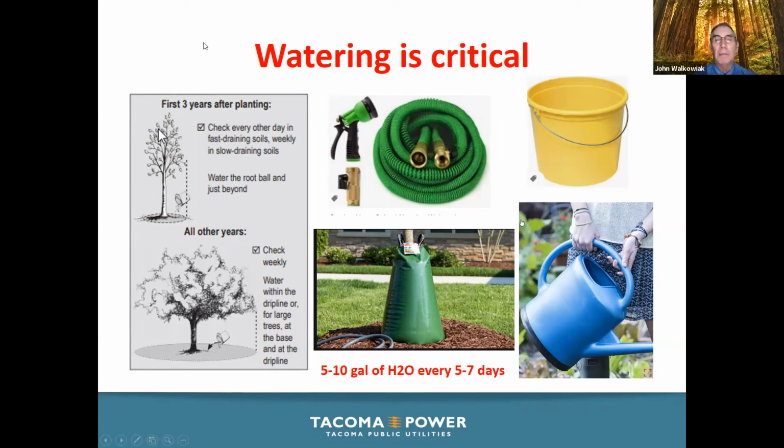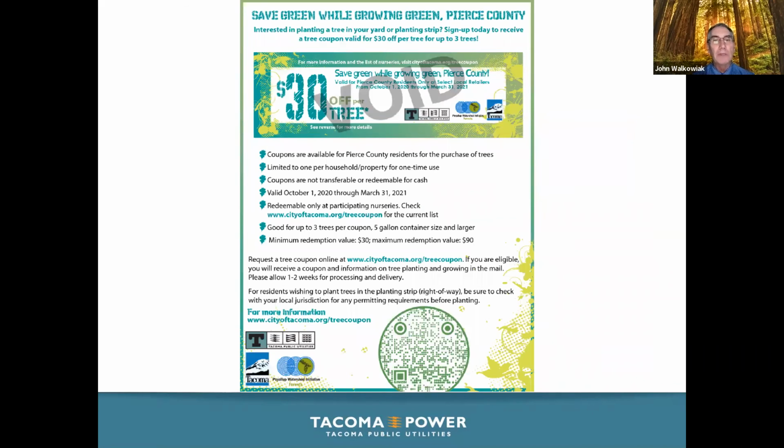Now, I want to talk to you about our coupon program. So the city of Tacoma, many years back, working with the Puyallup watershed, started a coupon program where people could get $15 off of a tree at a local participating nursery to plant on their property. 2 years ago, Tacoma Public Utilities, Tacoma Power joined the program. We increased it to $30 a tree for the coupon value, where you can get up to 3 trees per property, and they can be redeemed at participating nurseries.